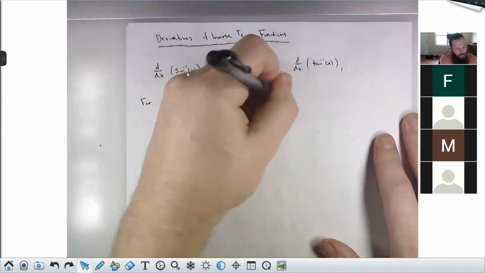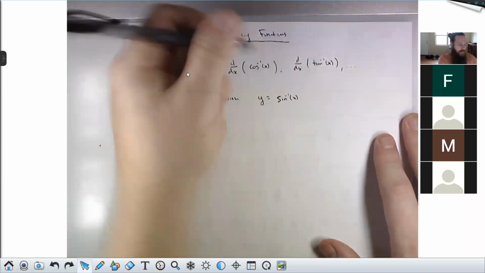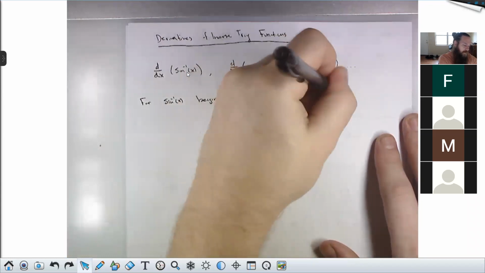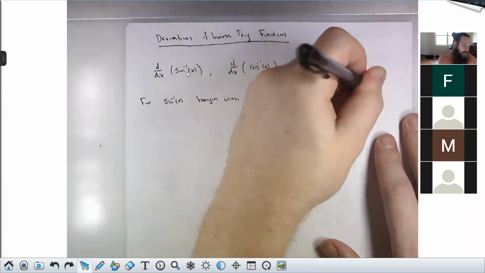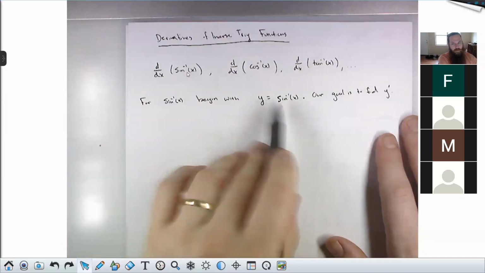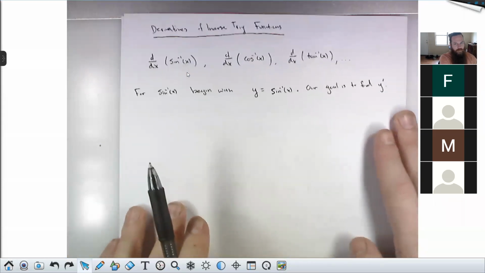We're going to begin with the statement y is equal to the inverse sine of x. And then note that our goal is to find y prime, right? If y is the inverse sine of x, then y prime is the derivative of the inverse sine of x.